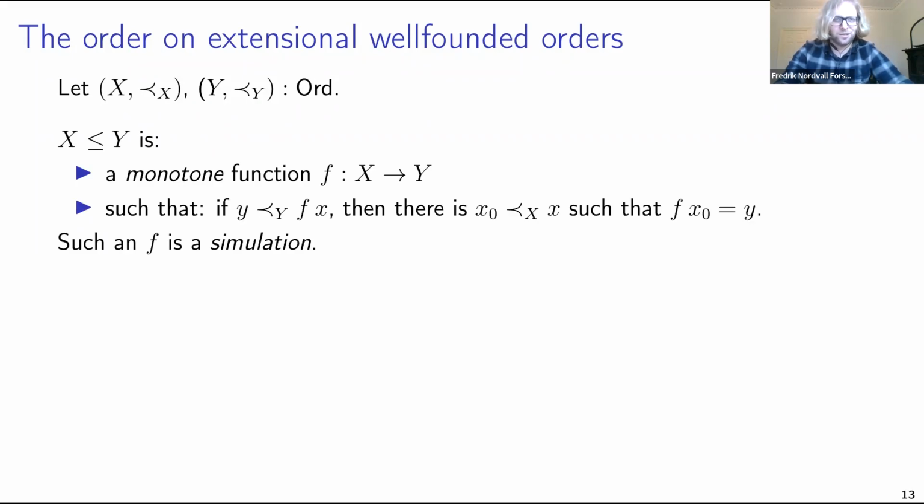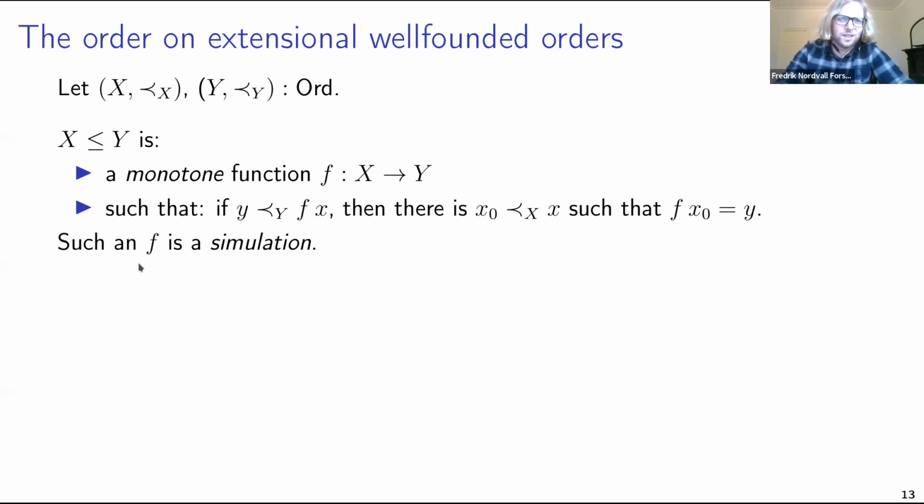And here's the definition from the HoTT book again. So they say that x is smaller or equal to y if there is a monotone function from x to y. So it needs to preserve the order with this simulation condition. So this says that if y is smaller than f of x for some x, then we can pull y back to some x' such that f of x' is equal to y. So if we have an inequality in y, then we can pull that back to an inequality in x in this way. And we call this f a simulation.